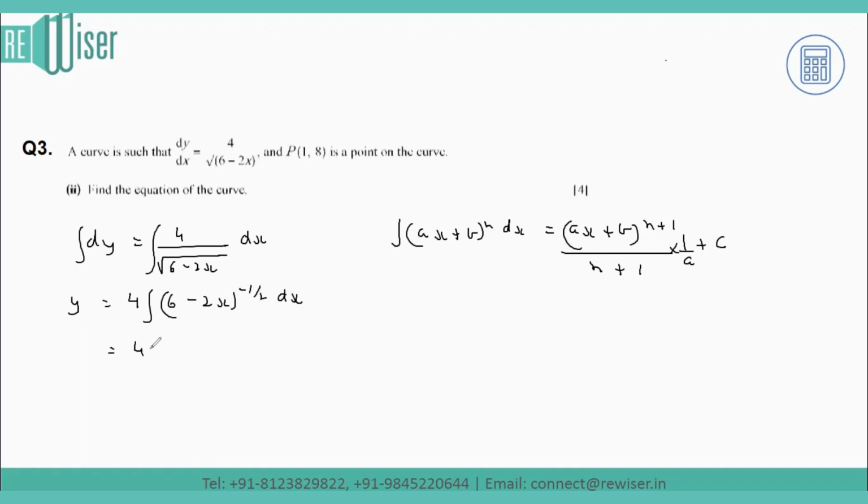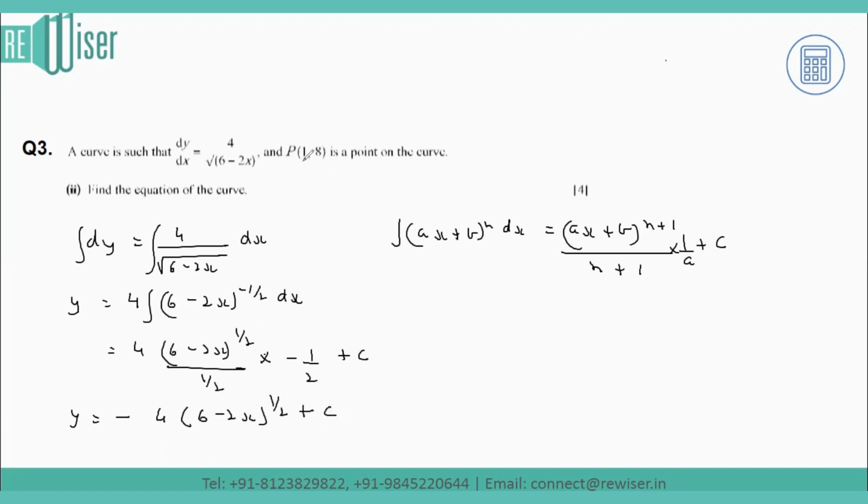So that becomes 4 into (6 minus 2x) to the power positive half over positive half, into minus of 1 over 2, and plus the integral constant c. So that means if I'm writing for this, y becomes negative of this, becomes 8, and the 2 gets cancelled. So that is 4 into (6 minus 2x) to the power half plus the integral constant c.